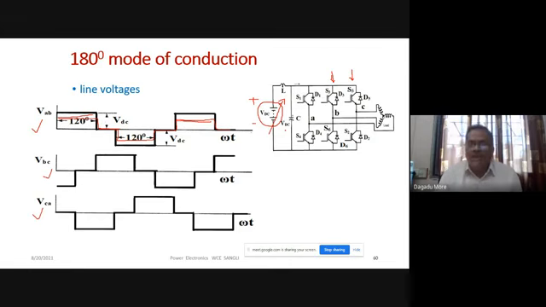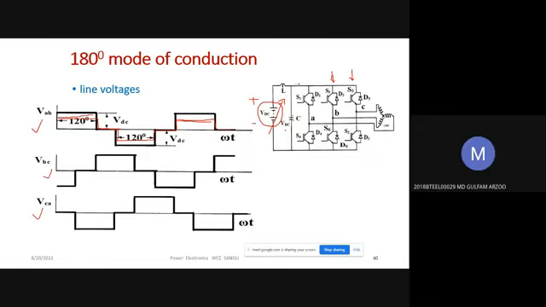Now, how do we change the frequency? Anybody? How do we change the frequency in this case? Hello, am I audible? Controlling the switching time.